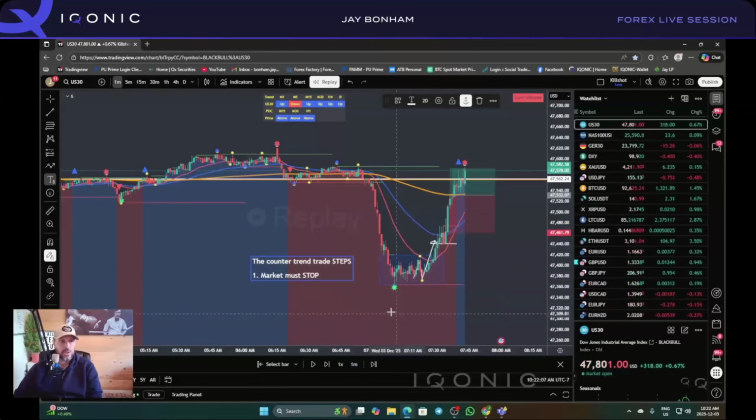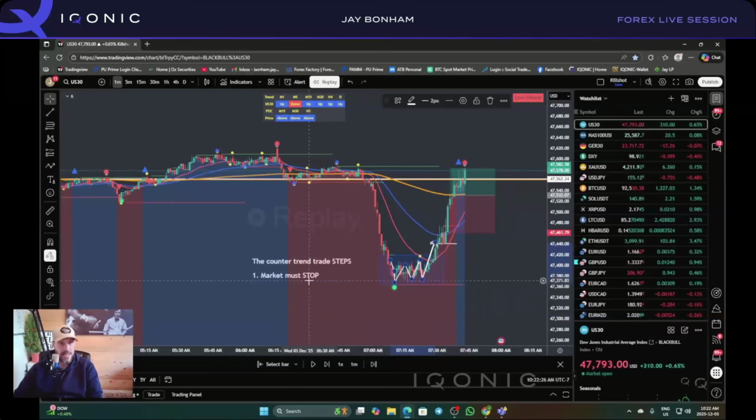The market must stop. Right? We want to see this thing stop creating lower lows, start creating higher highs. We want to see this structure start. We want to see that happen. So first, the market must stop. It must stop its trend.